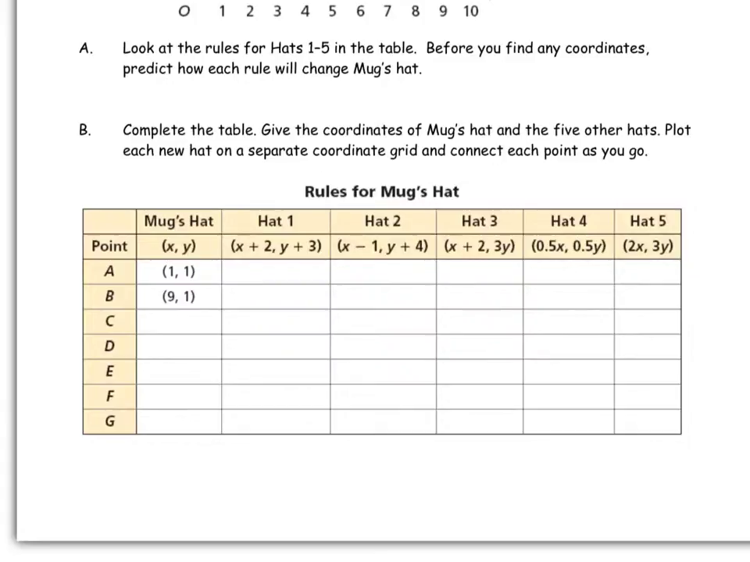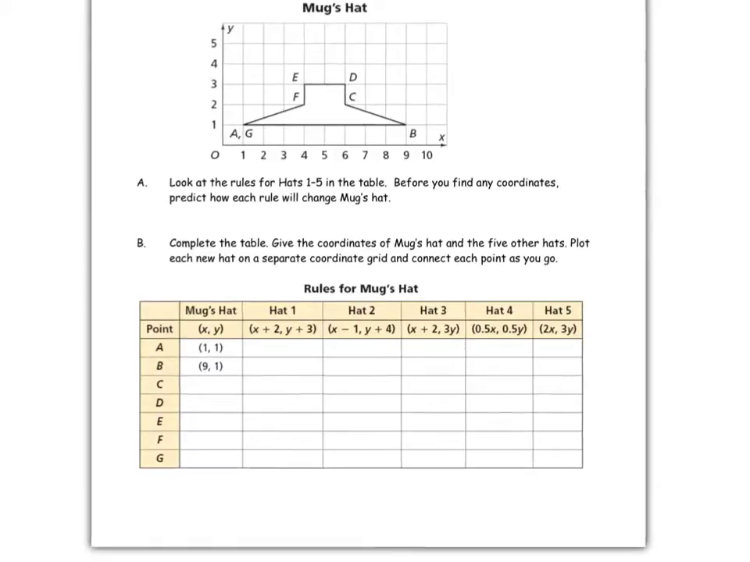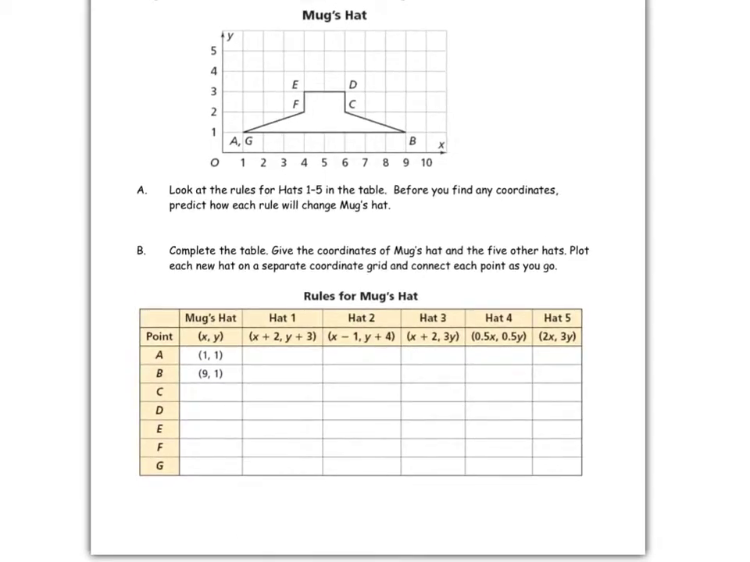So for Mug's hat, the point is x, y. Point C is at 6. It's right there at 6, and then 2. So the coordinates are 6, comma 2. 6 is on the x-axis, and then you go up 2 from the y-axis. So let's fill that in.